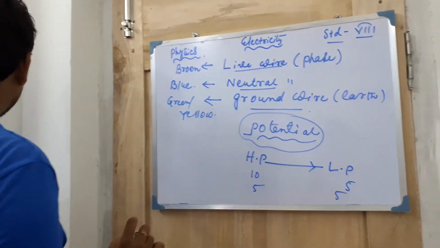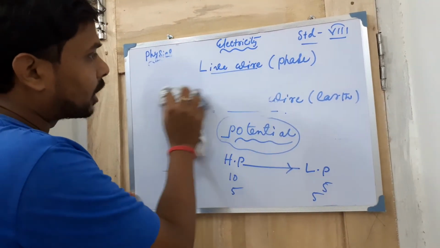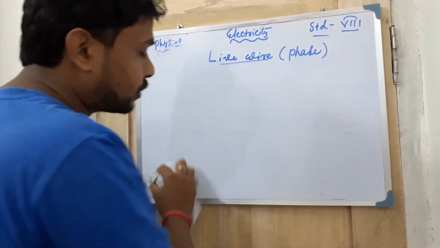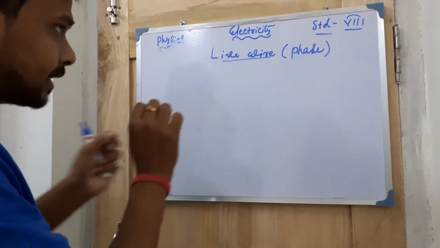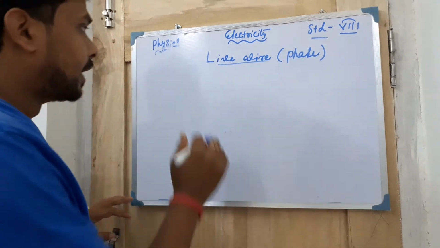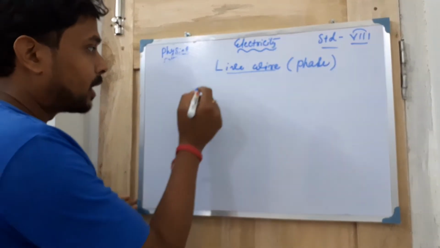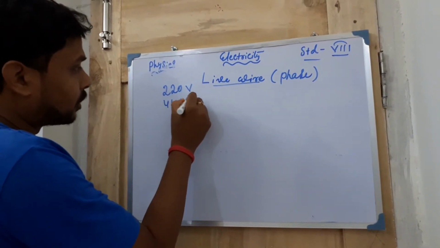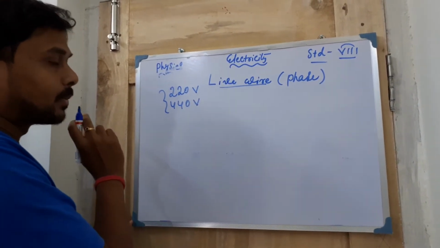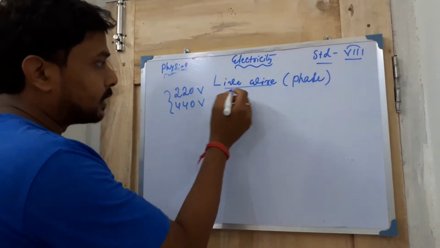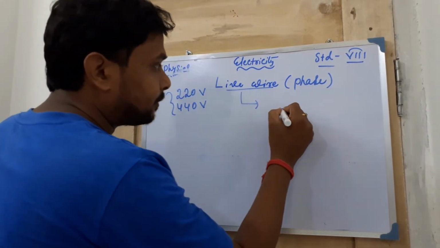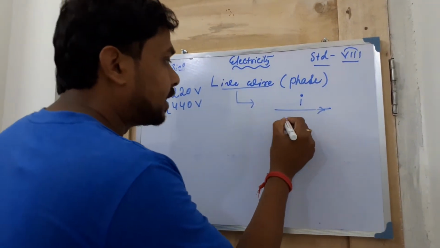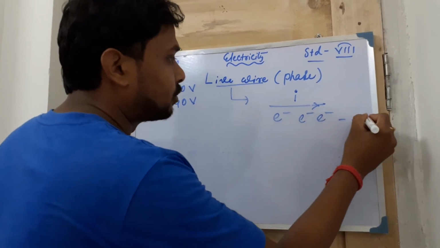So first thing I am telling you, the live wire. The live wire or the phase wire is basically the wire through which the main supply or main current is flowing. It is directly connected with the transformer with suppose 220 volt or sometimes 440 volt. This type of voltage supply is given, and through this wire current is passing. That means electrons are continuously passing through this wire.